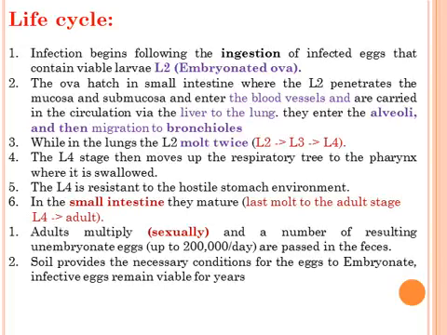Adults multiply sexually, that means multiplication between male and female, and produce embryonated eggs. Up to 200,000 ova produced daily by the female are passed in the feces, and soil provides the necessary conditions for the eggs to embryonate. Infected eggs remain viable for a long time.